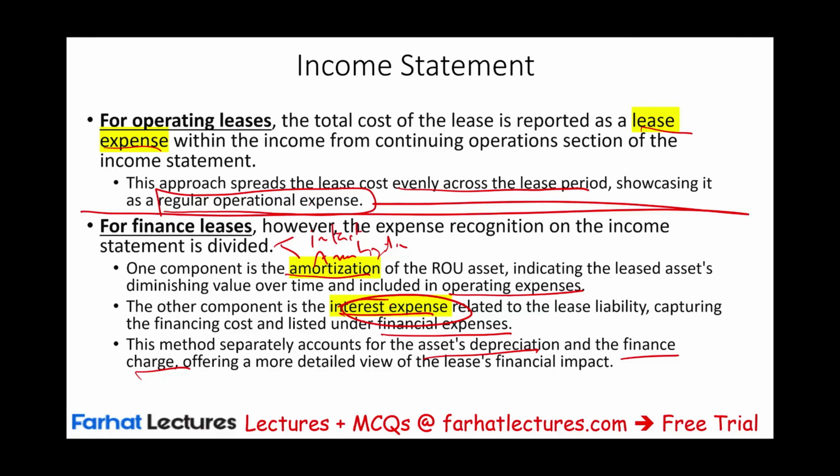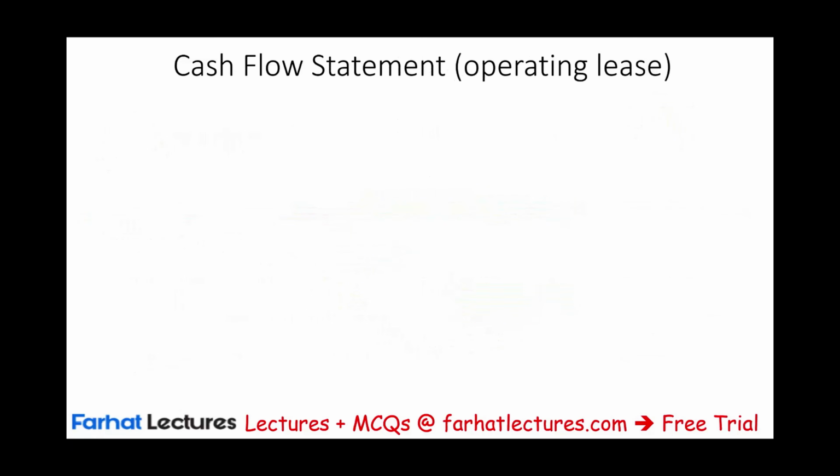Under the operating lease, we don't have interest. Everything is under lease expense, under the operating section. However, the interest expense is interest. Interest is separate. Since we are listing it separately for a finance lease, it gets listed separately on the income statement. How about the cash flow statement?